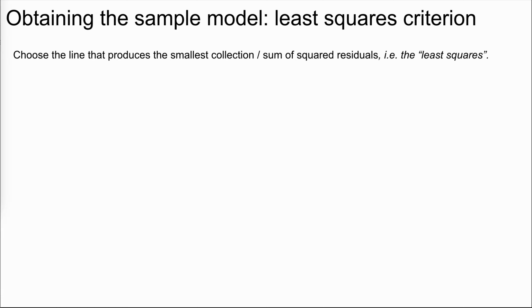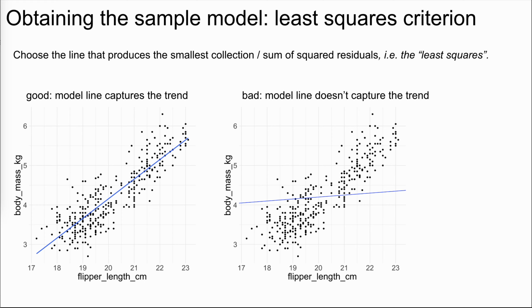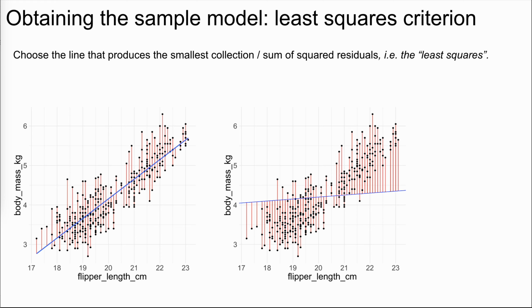Some pictures can help illustrate the point. At left is the sample model we studied earlier, and at right is an alternative that's clearly worse. Whereas our original sample model accurately describes the trend in the relationship between body mass and flipper length, the alternative model does not. What we're really comparing in these two plots are the model residuals, that is, how far the observed data points fall from the model. These residuals are represented here by red lines.